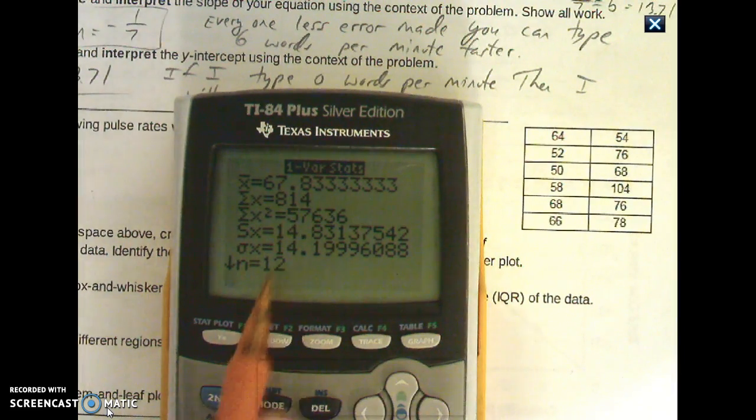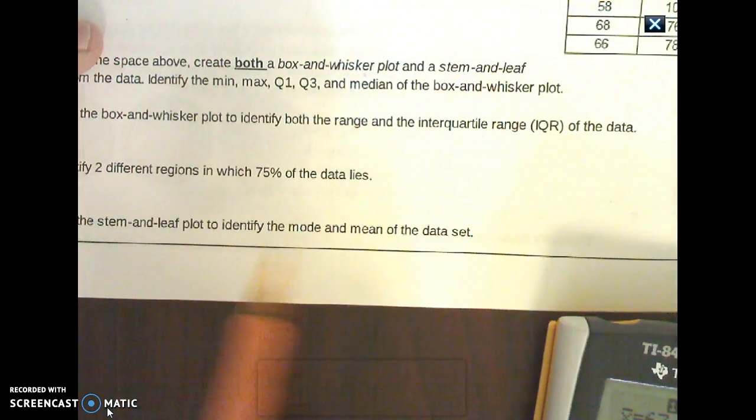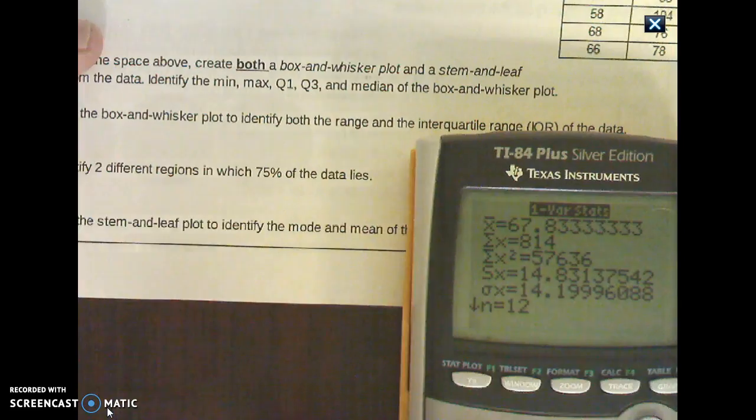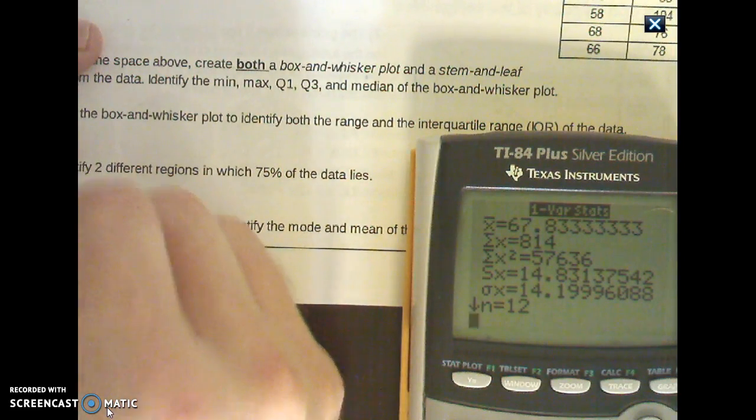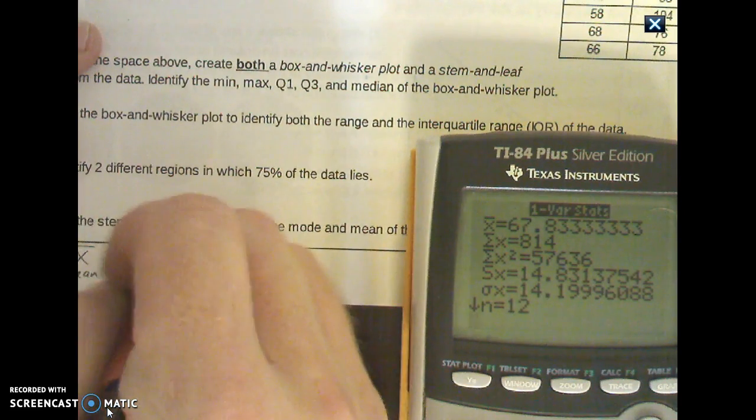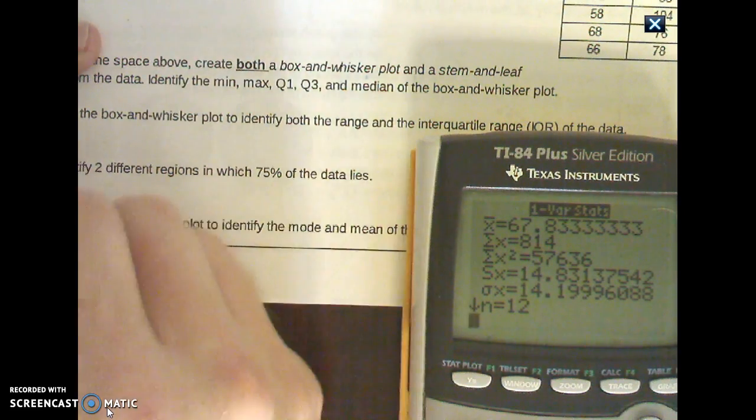The X bar stands for your mean. The only reason I'm saying that is down here it tells you what identify the mean and mode. So the mean would be 67.83. Okay, cool.